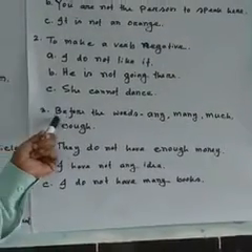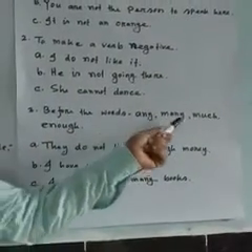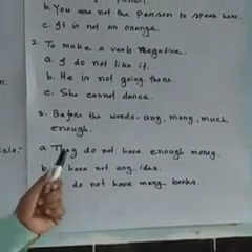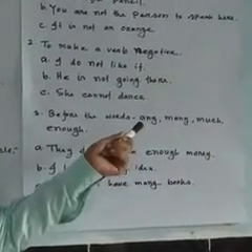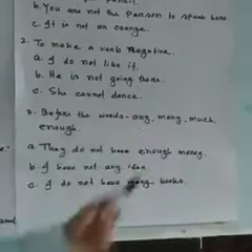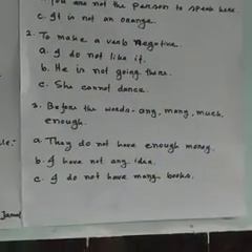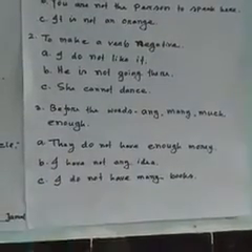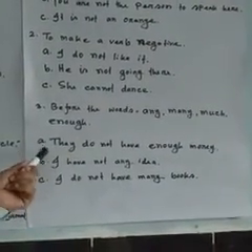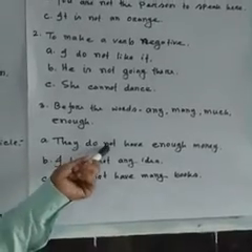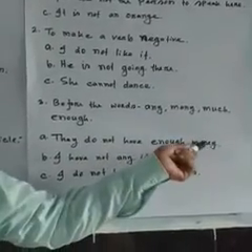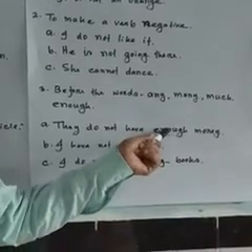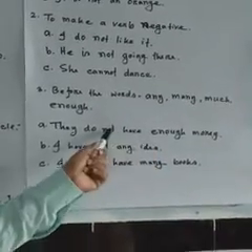Number 3, before the words any, many, must, enough. And you cannot use no before these words. The words are any, many, must, and enough. You will have to use not before these words. And look at the examples. Letter A, they do not have enough money. Here the word enough, and before enough you will have to use not.